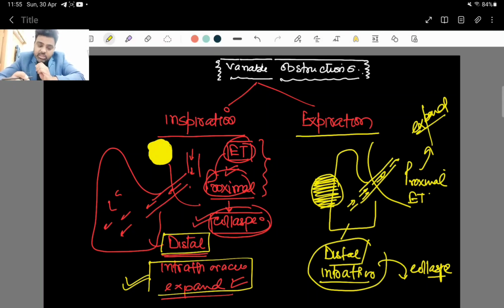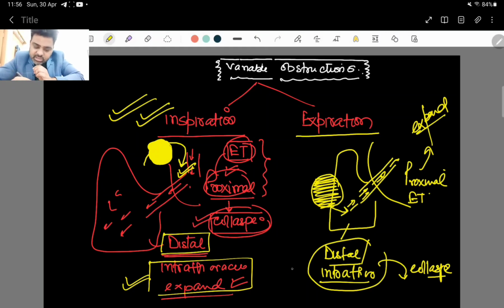Because in expiration the distal or the intrathoracic part is already compromised, already collapsing, so it will further lead to the collapse of the distal part. It is just like the rich become richer and the poor become poorer. In inspiration, the proximal part is collapsing. So if there is an extrathoracic obstruction, it will further lead to its collapse. So any extrathoracic obstruction will show its effect mainly in inspiration.